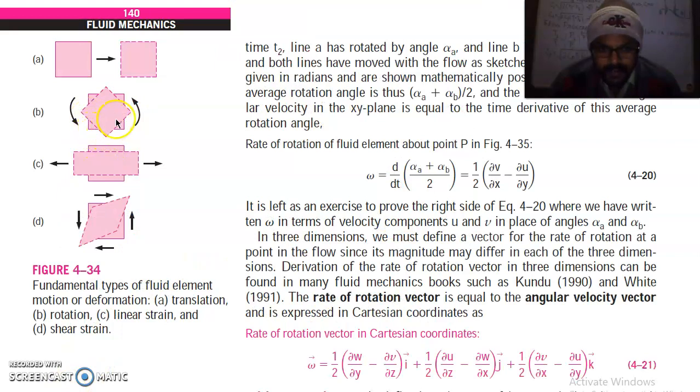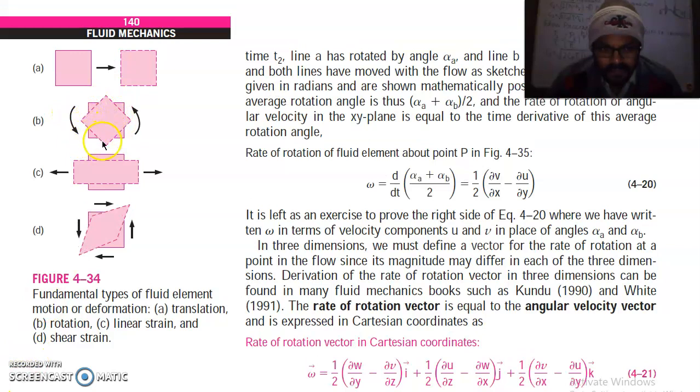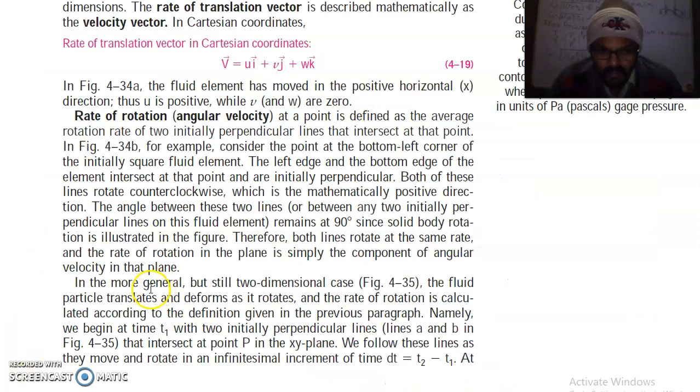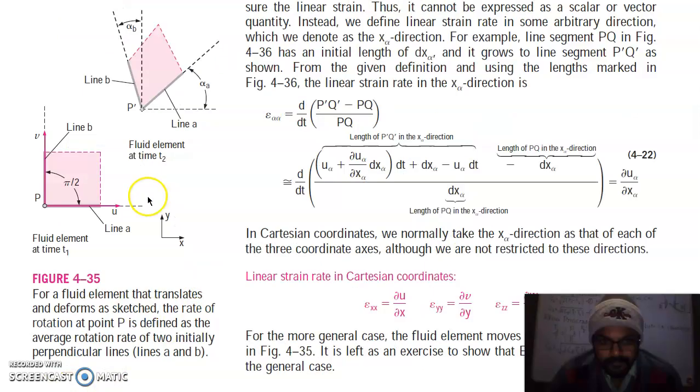So you can see here in this figure b, this plate is rotating, and both sides, which are parallel, will rotate in this direction. This element is a solid body, so the angle between this line and this line will always be 90 degrees. But now let us discuss the example in the case of a fluid, meaning we are not taking a solid body. In the two-dimensional case, the fluid particle translates and deforms as it rotates. So for a fluid element that translates and deforms, take two lines here, A and B.